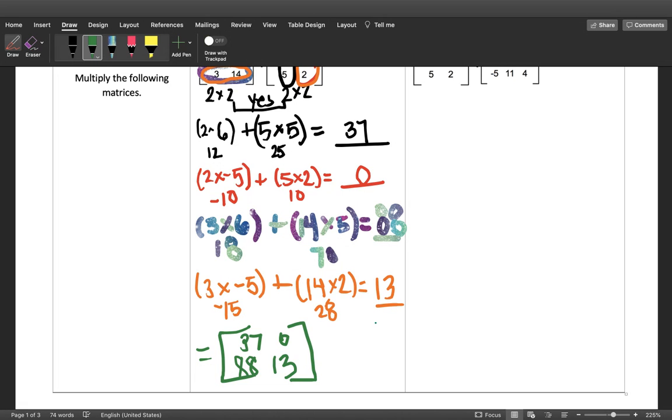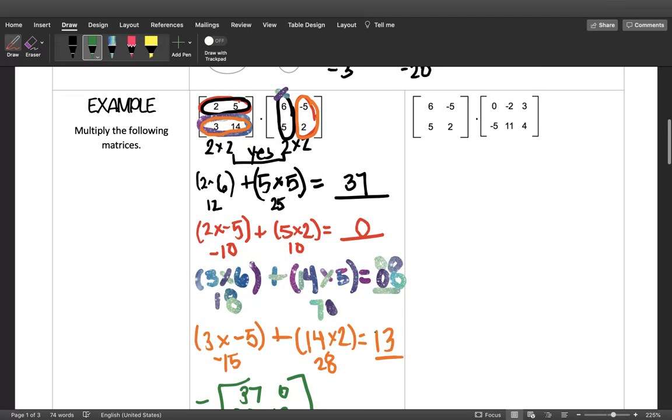For the next one, we need to see if it matches. So we're doing a 2 by 2, and this is a 2 by 3 because we're doing rows by columns. Do these match? Yes, they do. So let's go ahead and do it out. We're going to have to do a little more work this time. We're doing first row, first column.